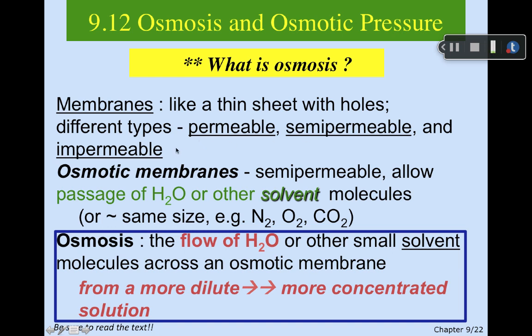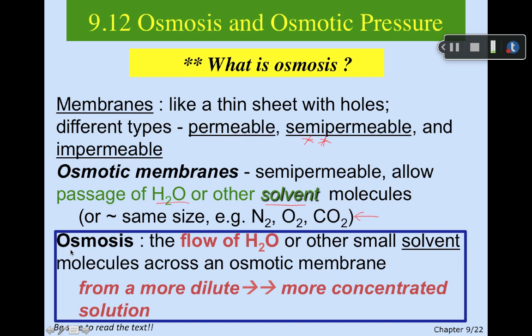Impermeable is like a mylar balloon that basically doesn't leak. A permeable membrane is something like a mesh that anything can get in and out of. The ones that are used for osmosis are going to be semi-permeable because they only allow the passage of smaller molecules such as water or other solvent molecules or things of a similar size, and things like nitrogen, oxygen, or CO2. So osmotic membranes are semi-permeable and only allow certain things to flow through.